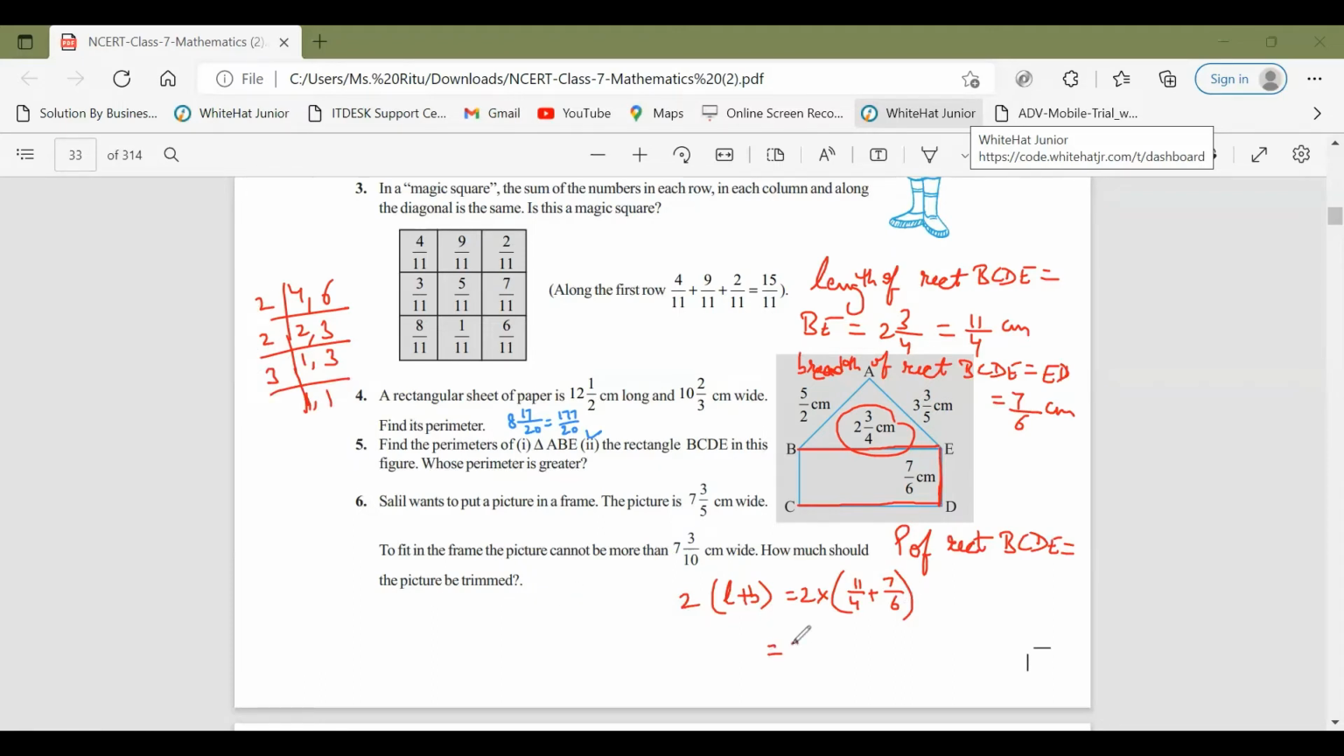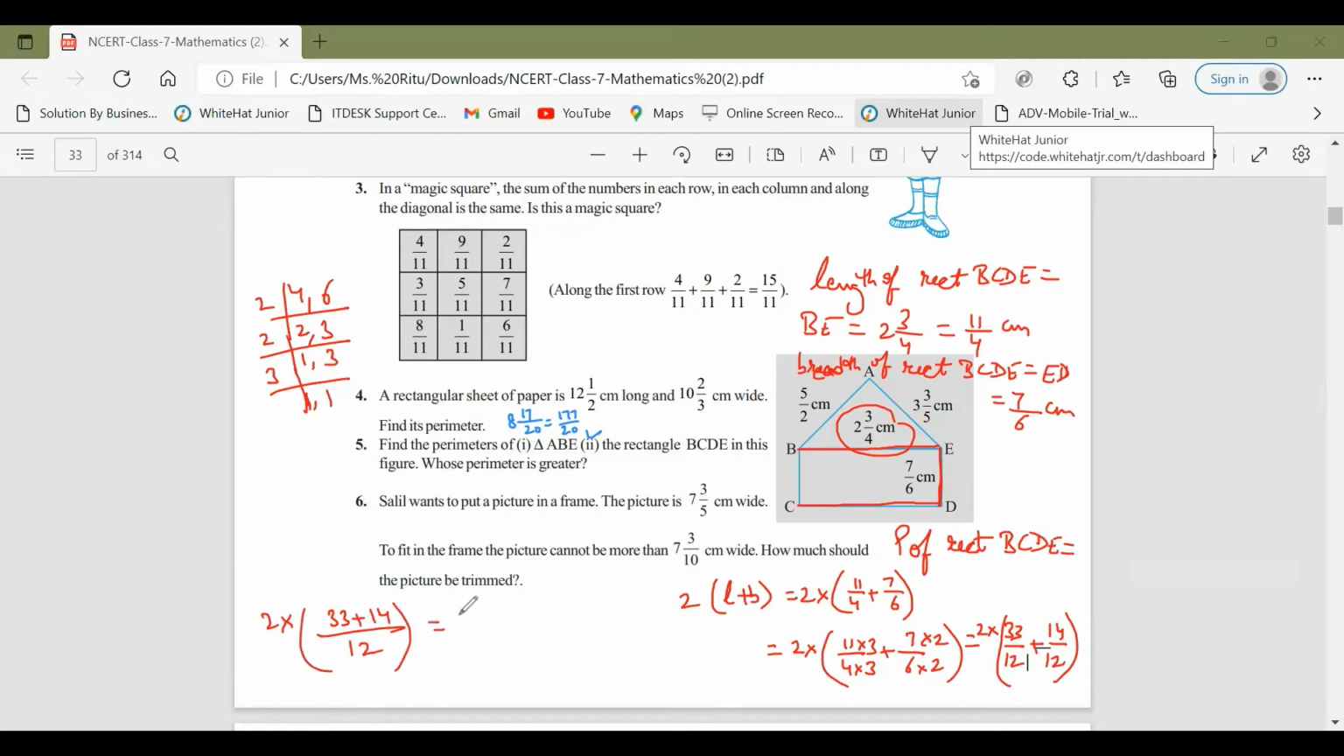So we'll make that denominator 12 now. So 11/4 ko we'll multiply with 3, just to make the denominator 12. 7/6 ko 2 se, 6 2s are 12 hota hai. After this, we will get 33/12 + 14/12 in one of the brackets. अब हम इनको सिंपली ऐड कर देंगे. यहाँ पर मैं कर रही हूँ 2 × (33 + 14)/12.